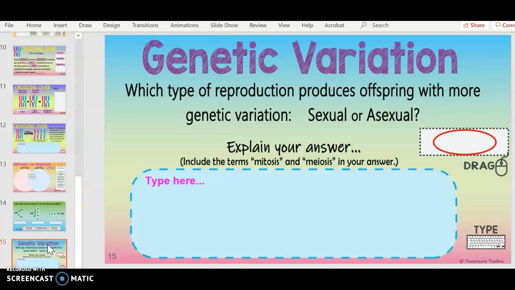All right, and then the last one, which type of reproduction produces offspring with more genetic variation? You're just going to take this circle and drag it as to whether you think it's asexual or sexual. Then explain using the terms mitosis and meiosis. If you don't have those terms in there, that's not going to help. That's not going to give you your credit. So which reproduction produces offspring with more genetic variation? Think about what you just did on slides 11 and 12 as to how you get that genetic variation and which one does that and which one does not.